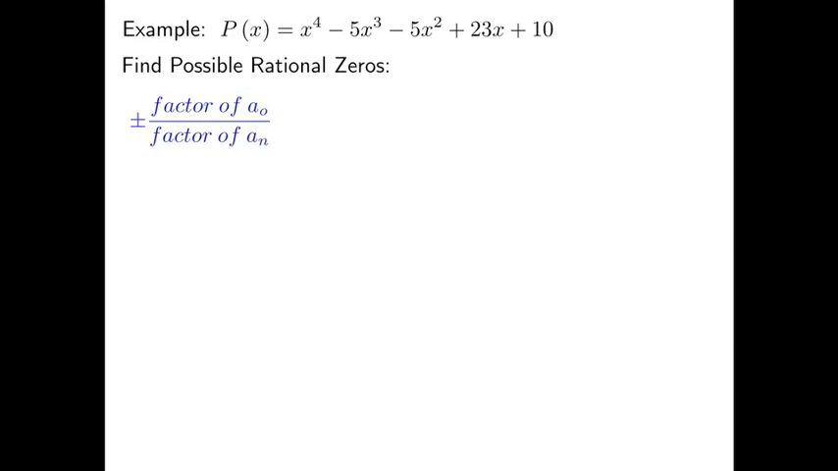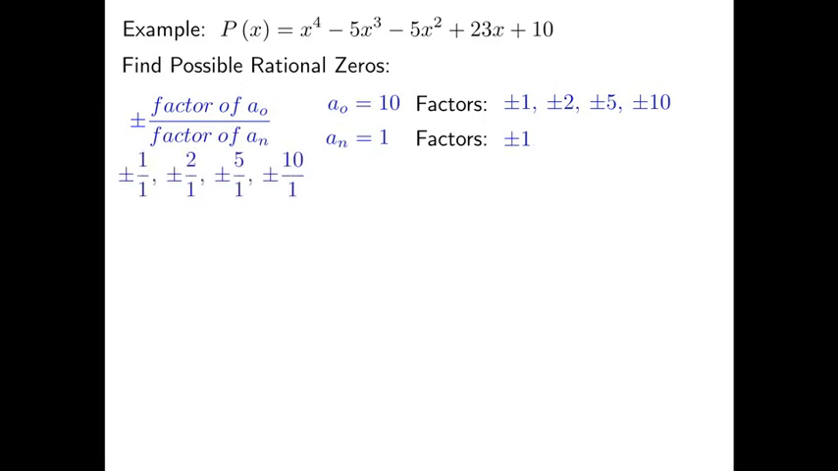Let's look at another example. If we have the polynomial p of x equals x to the fourth minus 5x to the third minus 5x squared plus 23x plus 10, and we want to find the possible rational zeros of this, we start in the same way as the previous example. We have to look at all of our potential combinations of a factor of a naught over a factor of a sub n. In this case, a naught is 10 and a sub n is 1. So the potential factors of 10 are plus or minus 1, plus or minus 2, plus or minus 5, and plus or minus 10. And then our factors of 1 are just plus or minus 1.